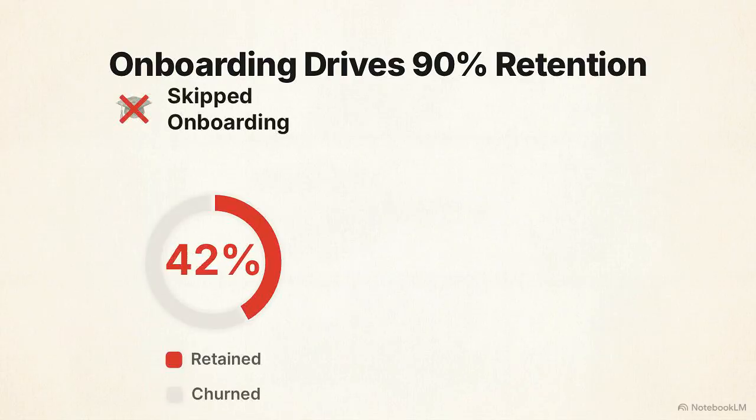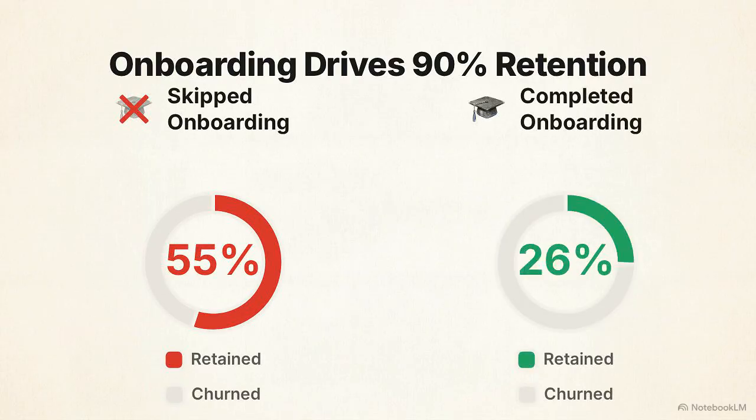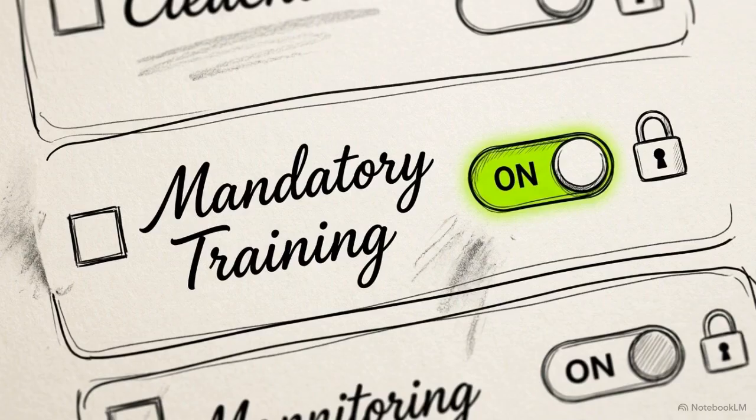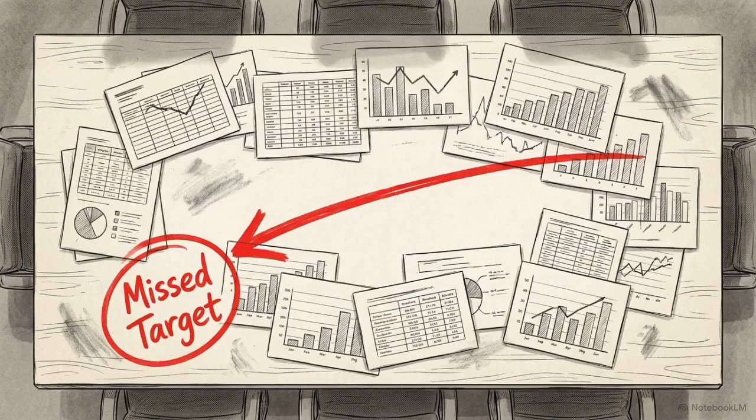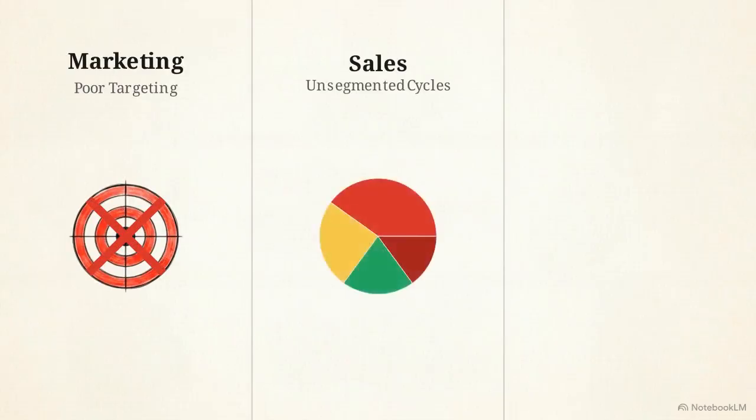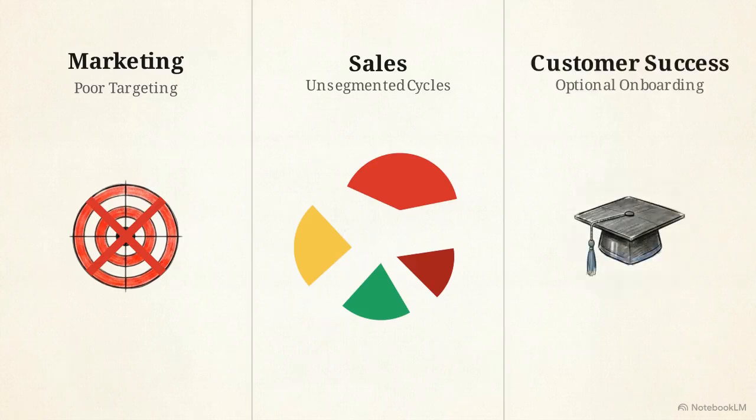Customers who bypass onboarding retain at a rate of 55%. Those who complete the training retain at 90%. The data dictates an immediate operational change. The company must mandate onboarding for all new accounts to stop the leak and protect net revenue. By working backward through the data, we traced the missed target to 3 specific operational failures: poor campaign targeting, unsegmented sales cycles, and optional customer onboarding.